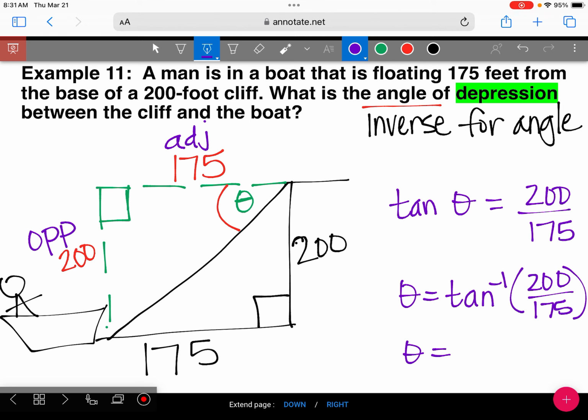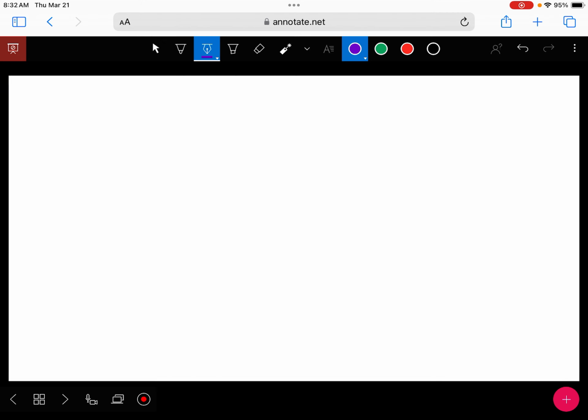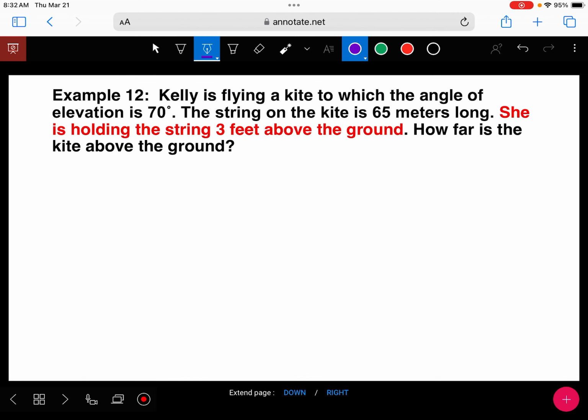All right, so when you type it in, what did you all get? Anybody else get 48.8? Anybody need help typing it in? Okay. Now, this next one, there is a sentence that I need you to add. I have it highlighted in red. Go ahead and add that to the end of that question.